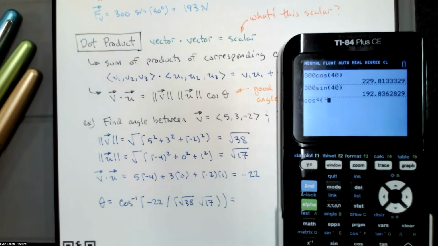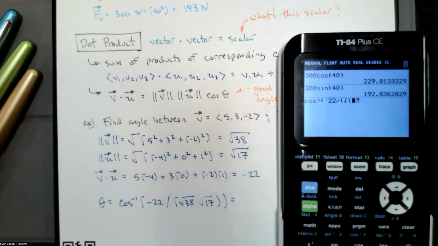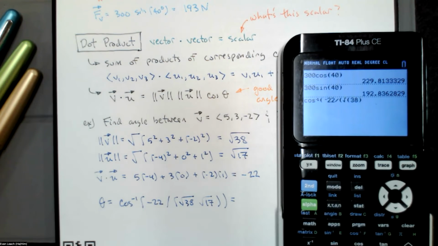Cosine inverse of -22 divided by the square root of 38, close the square root, times the square root of 17. Make sure we close our square roots if we're talking to our Texas Instruments style calculating machine. And then we can close the denominator, and then we can close the cosine inverse.